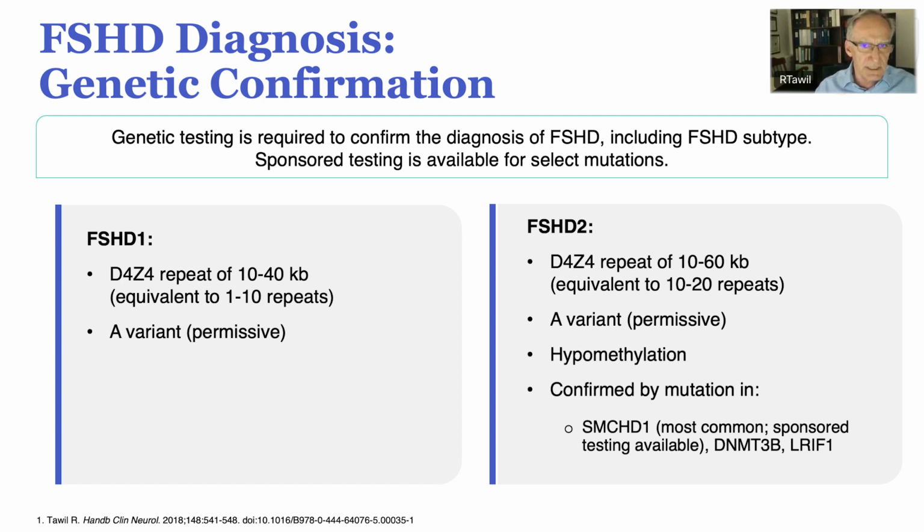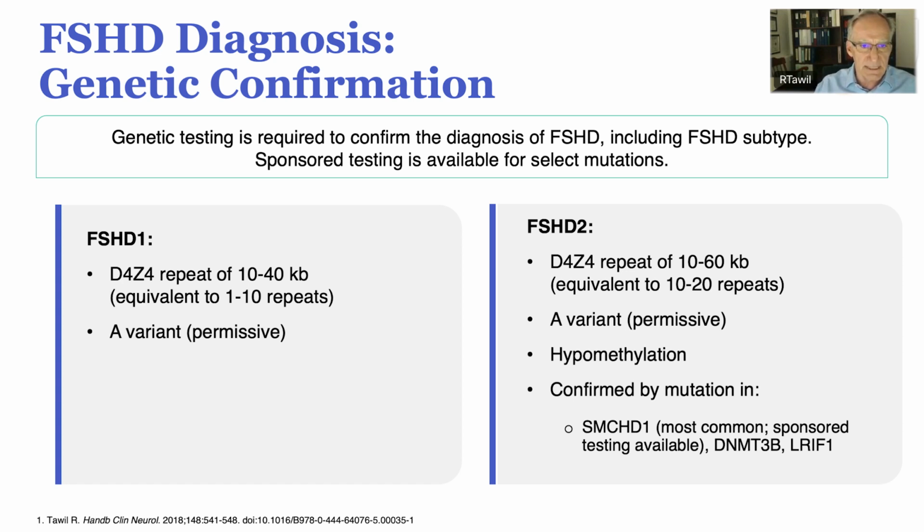FSHD diagnosis: genetic confirmation is unfortunately a little bit difficult because it's expensive, because you have to measure multiple things. You're not looking at a point mutation of a gene, so it is complicated to do. For FSHD type 1, you have to look and see if you have 10 to 40 repeats on chromosome 4, or if you have a contraction of that to between 1 and 10, then you have FSHD type 1. Again, provided that you can show that the last D4Z4 repeat has an A variant attached to it that allows the production of the DUX4 protein.